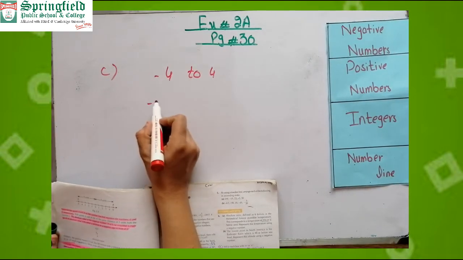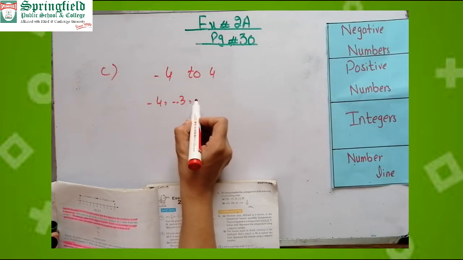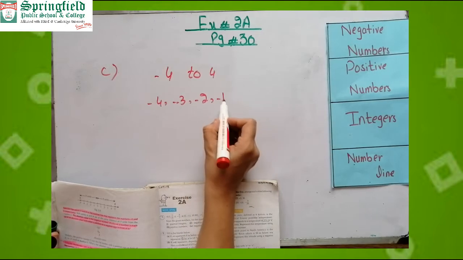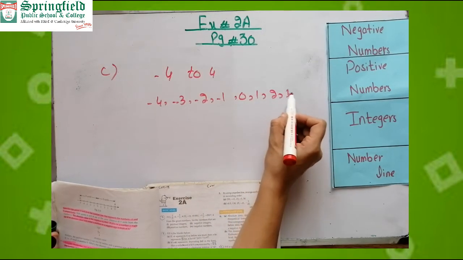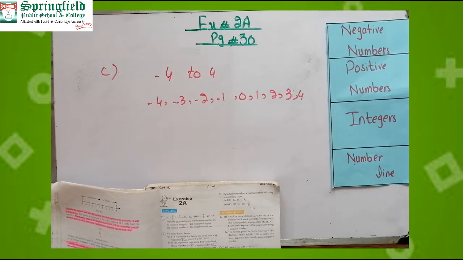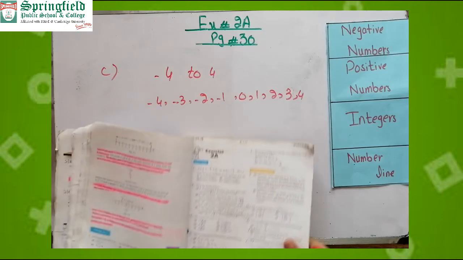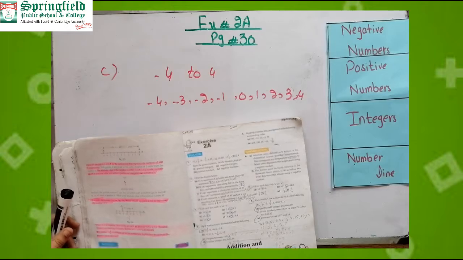Integers. So we will start at -4, then -3, -2, -1, 0, 1, 2, 3 and 4. So these are all the numbers between -4 to 4, and we can represent all these numbers on the number line. Now it's your task.